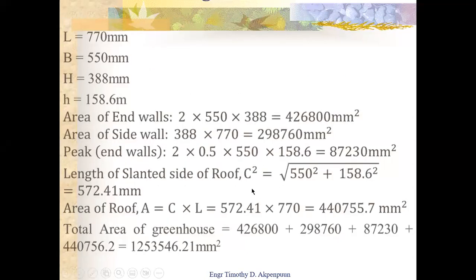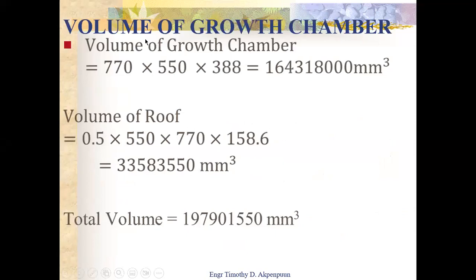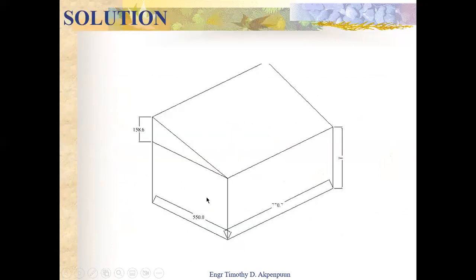After getting the area here, the volume of the growth chamber. You know what the volume is? The volume now, the greenhouse does not have, and this rafter does not have a ceiling. Yes, sir. Okay.